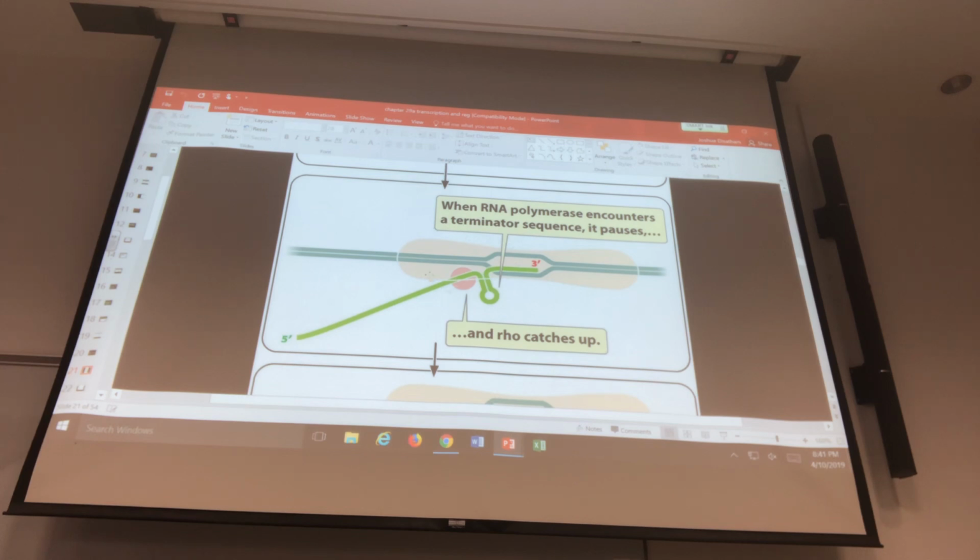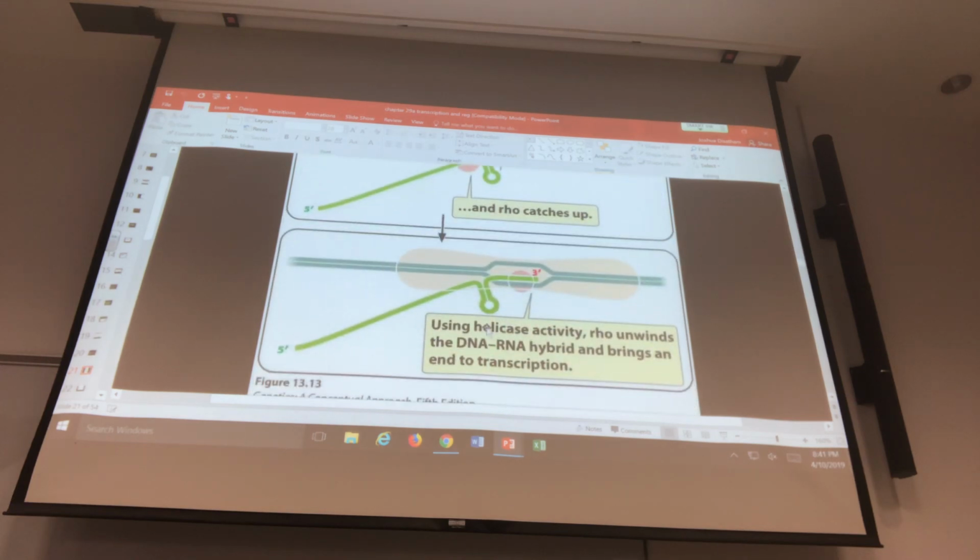Now, it'll create this hairpin loop, but that's not the important part here. When it catches up to this RNA polymerase, it will use, the important part, the helicase activity to unwind everything from each other on this RNA polymerase. It'll unwind the mRNA from the DNA, and if you do that, the RNA polymerase loses the ability to continue transcription at this particular gene. So that is how Rho-dependent termination works, through the activity of Rho.